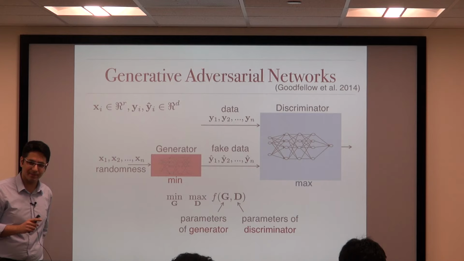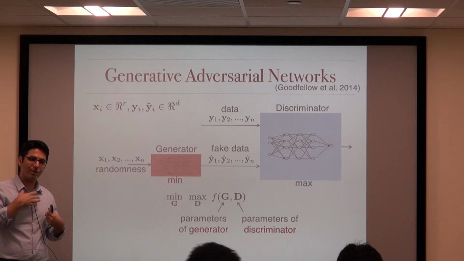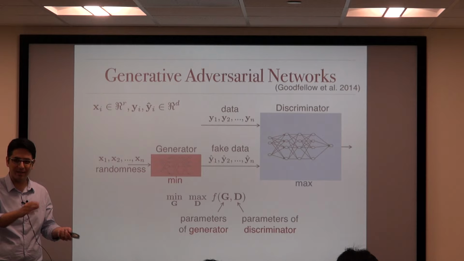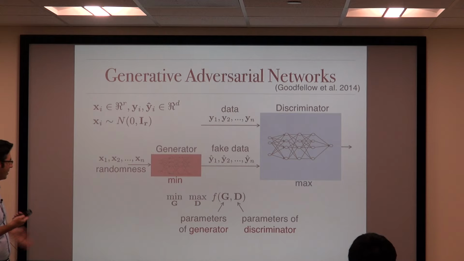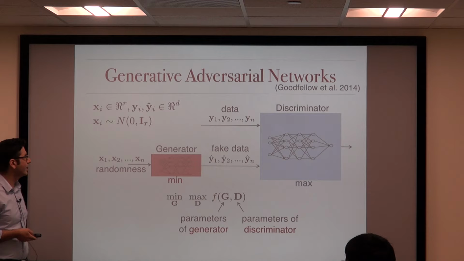Any other questions? OK, very intuitive, right? So I'm a generator. I'm trying to generate realistic fake samples. But there is a critic who looks at real samples and fake samples and tries to tell the difference between the two. And as I said, for the random samples you can use any distribution that can be easily sampled, but often a Gaussian distribution is being used.